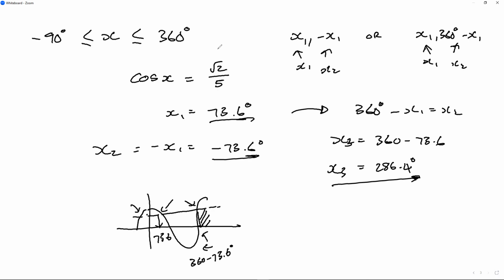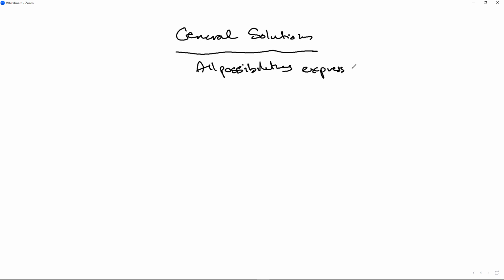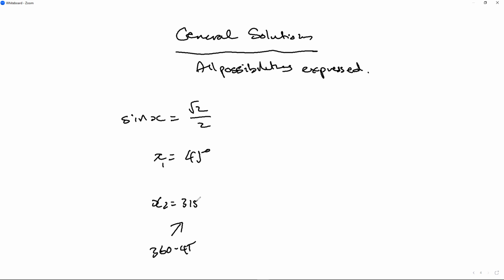Okay, all right, let's have a look at the general solution now. The general solution is a formula, or it's something that provides all possible solutions, all possibilities expressed. All right, so if I go sine of x is equal to root 2 over 2, and I say shift sine of root 2 over 2, that's 45 degrees, a special angle, and this general solution we know is going to be all the possible solutions. So this is going to be the first one. The second solution is, remember, 360 minus 45, which is 315 degrees.